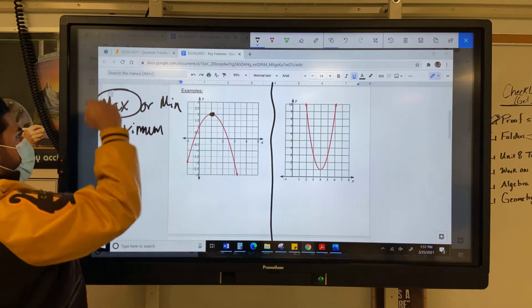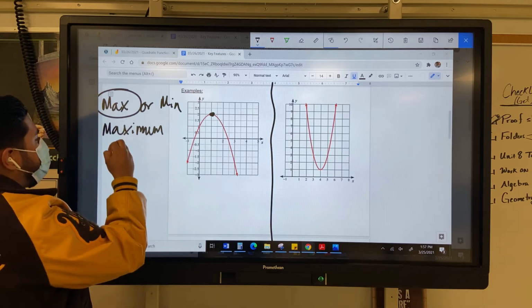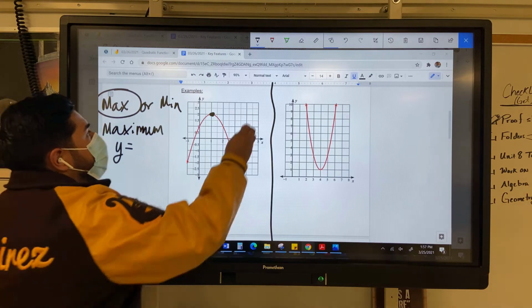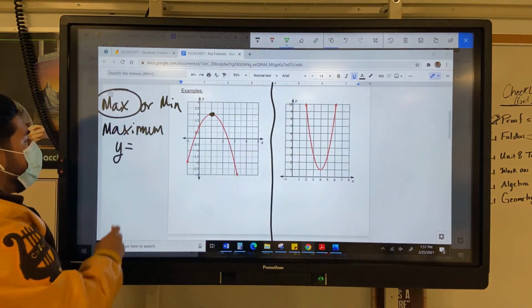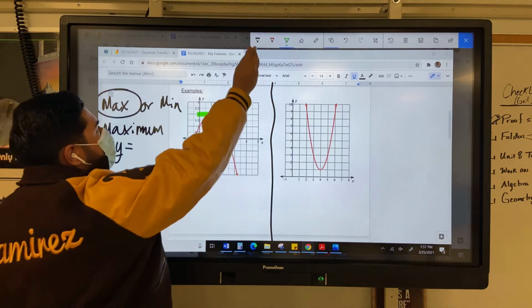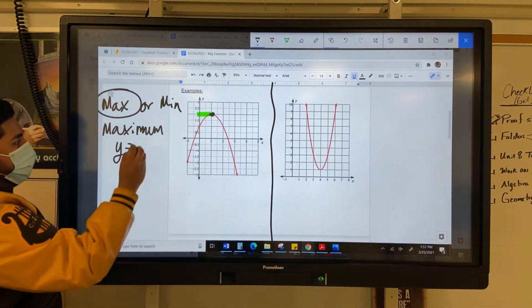And I know from the notes I just posted, maximum is y equals a number. Do yourself a favor, look at the y of that. What number did it highlight? Number 2.